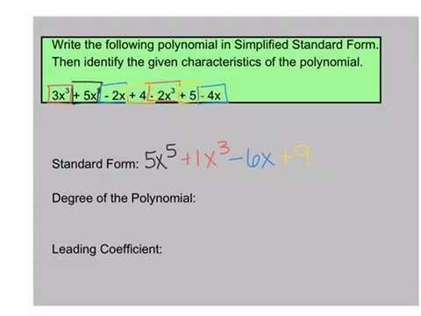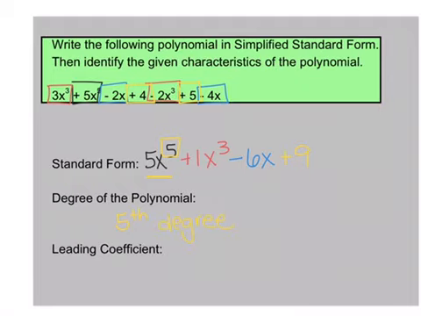So since I'm in standard form, I can go ahead and answer the next two questions. The degree of the polynomial. Degree is the exponent of the first term when you're in standard form. So I'm in standard form. My exponent of the first term here is this 5. So this is going to be a 5th degree polynomial.